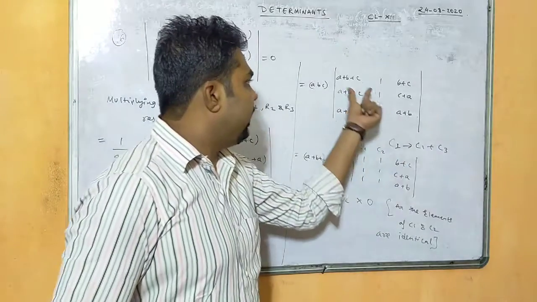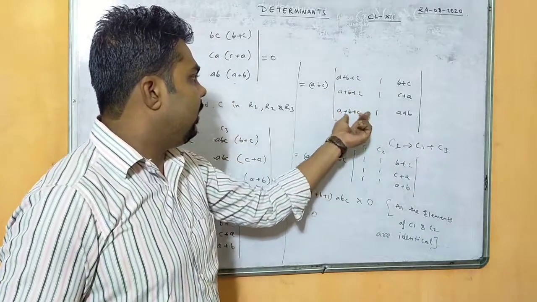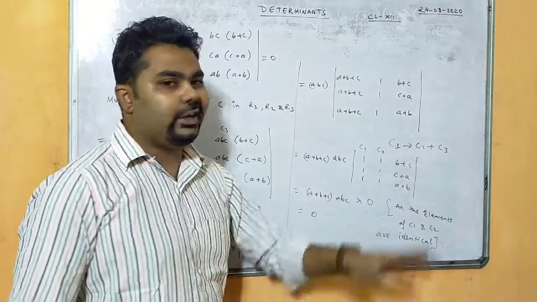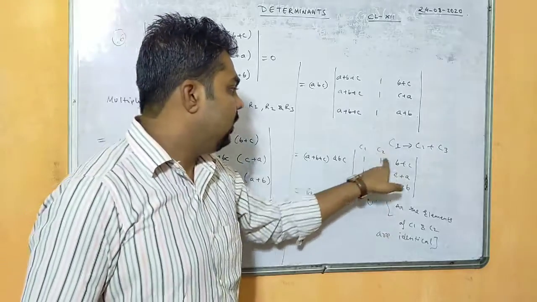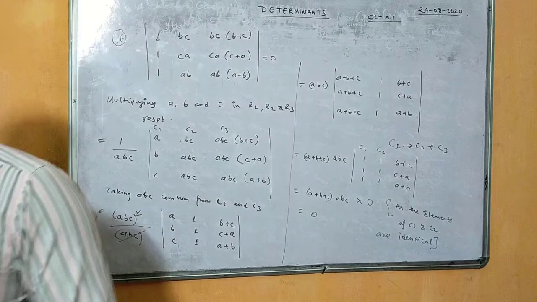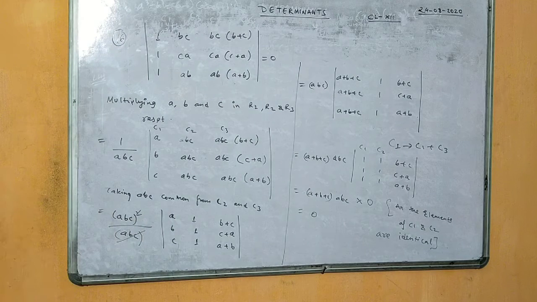Once you add this, we will get A plus B plus C. Again when you take out common, you see we will get 1, 1, 1 in its place. So already 1, 1, 1 was there in column 2. Now all the elements of column 1 and column 2 become the same. Therefore, according to the determinant property, if all the elements of any two rows or columns are the same, then the value of the determinant is 0. So RHS equals 0.